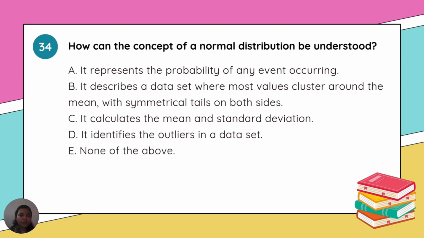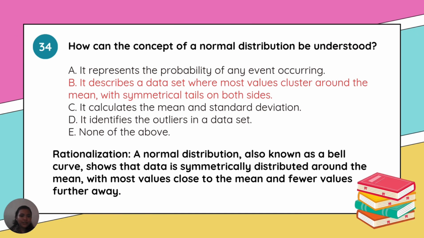A. It represents the probability of any event occurring. B. It describes a data set where most values cluster around the mean with symmetrical tails on both sides. C. It calculates the mean and standard deviation. D. It identifies the outliers in a data set. And E. None of the above. So the answer is letter B.